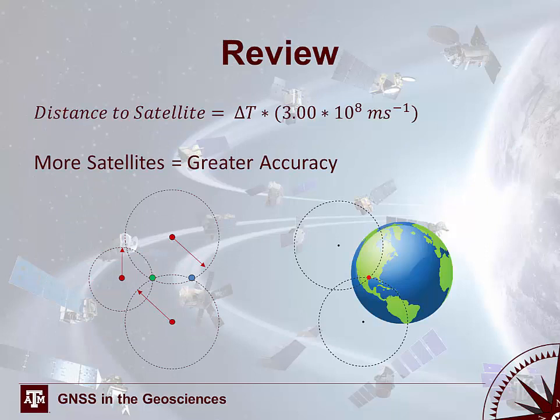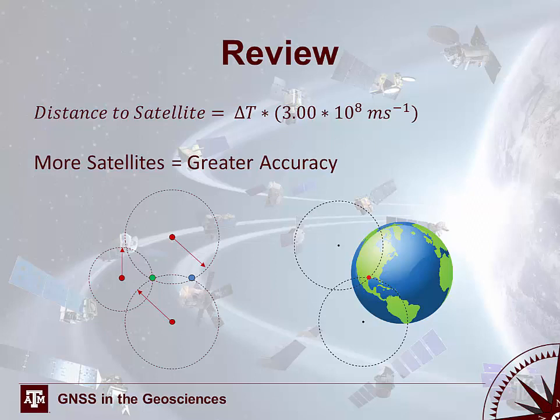So to review, your distance from any given satellite is based on your time of arrival, or TOA. So you calculate the time difference it takes for that signal to propagate from the satellite to the receiver, and you multiply that by the speed of the signal. So in this case, the speed of light. So by doing that, you get your distance from any one satellite. By using a series of satellites, you can determine your location.